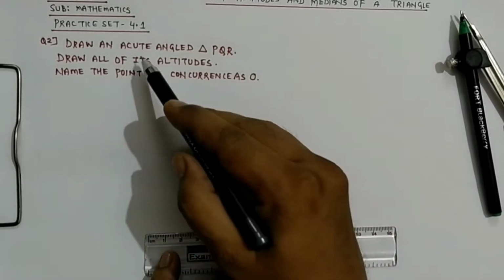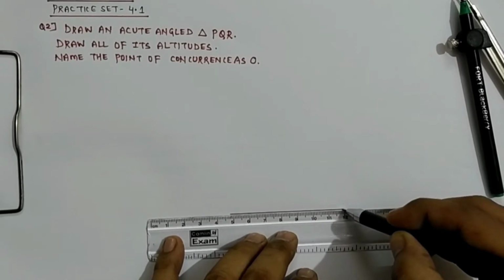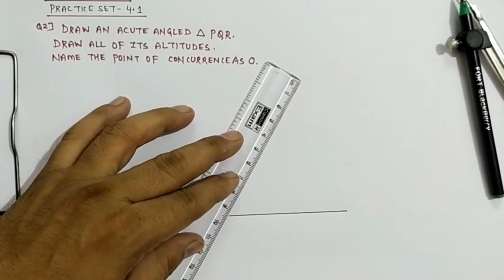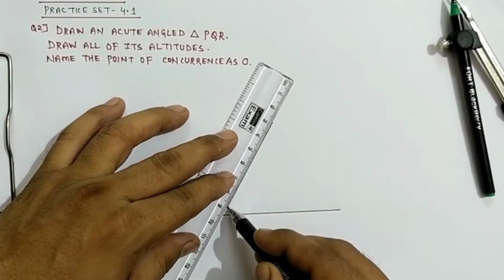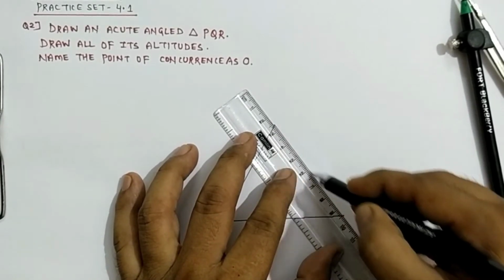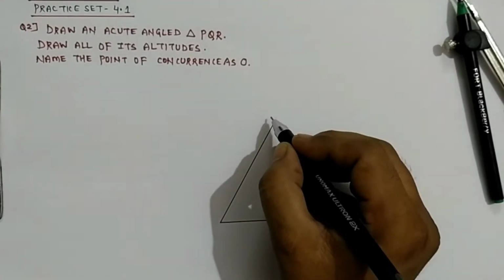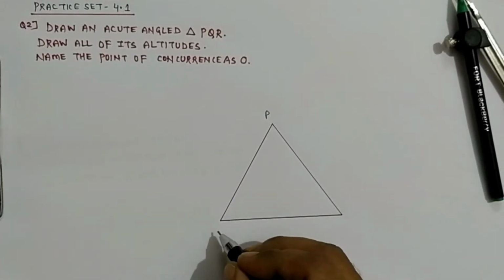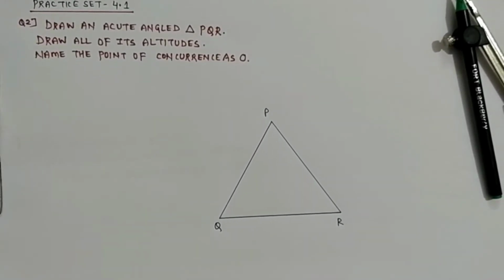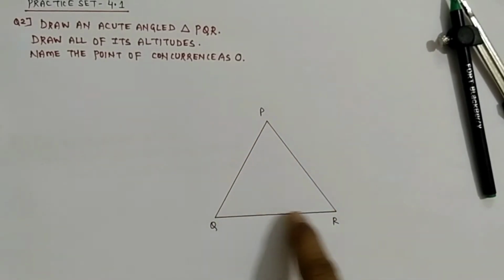First we will construct an acute angle triangle PQR. Of any measurement you can construct an acute angle triangle PQR. This is the base we have drawn. So this is the triangle PQR we have constructed. This point is P, this point is Q and this point is R. You can construct triangle PQR.